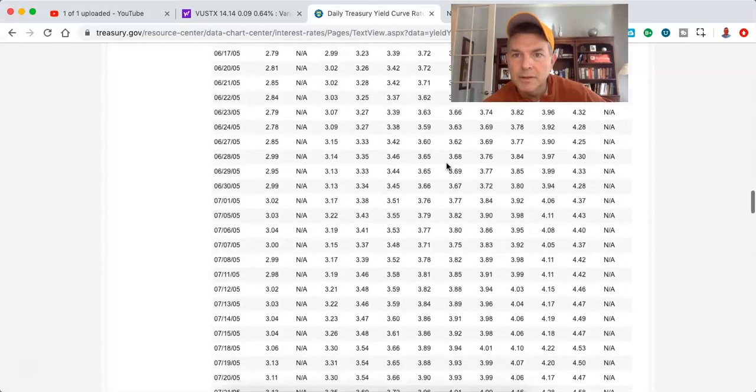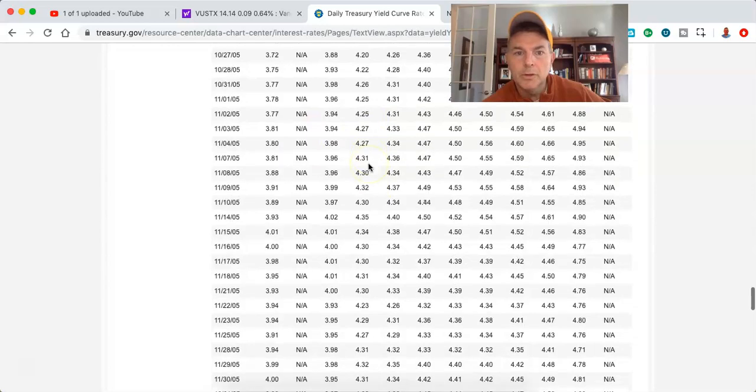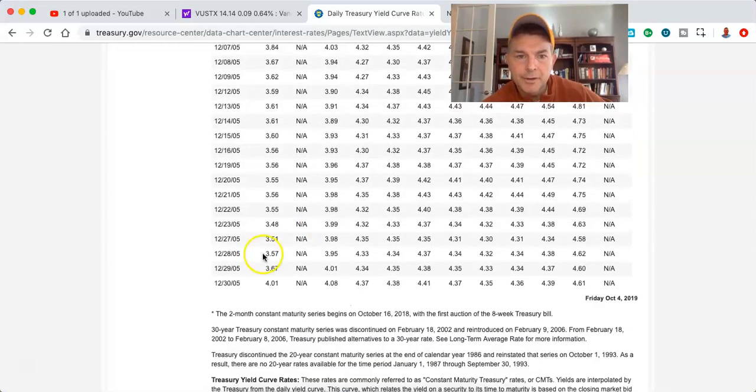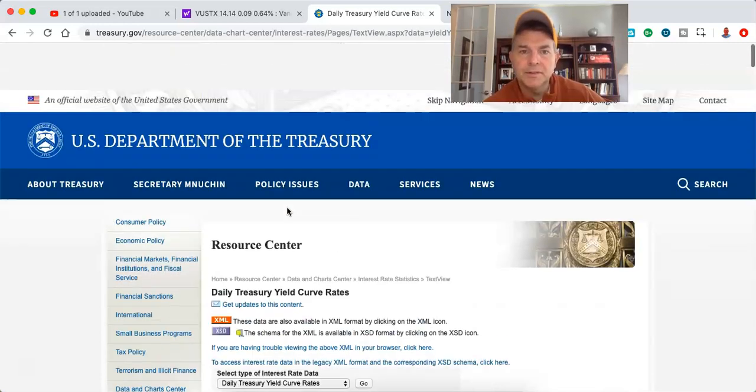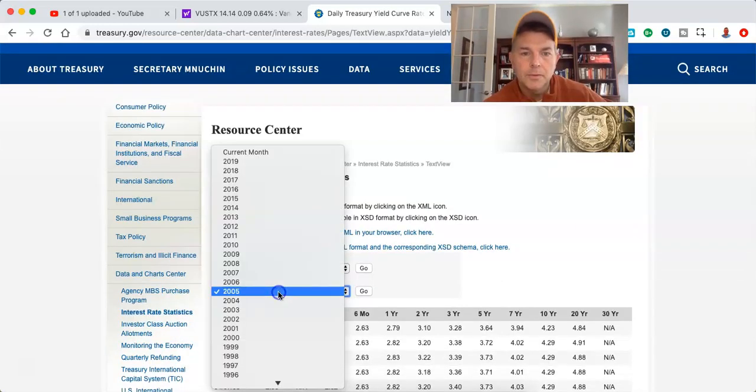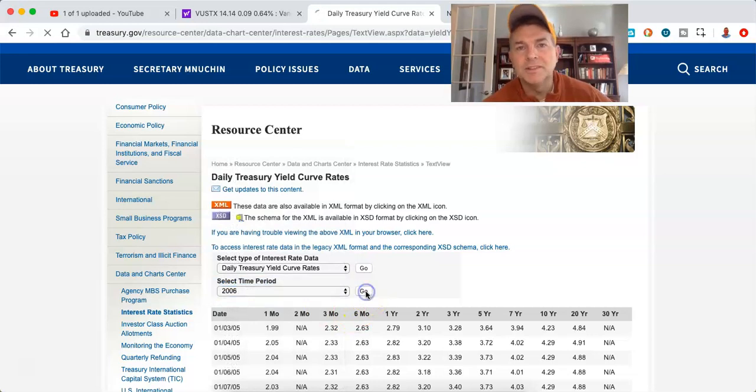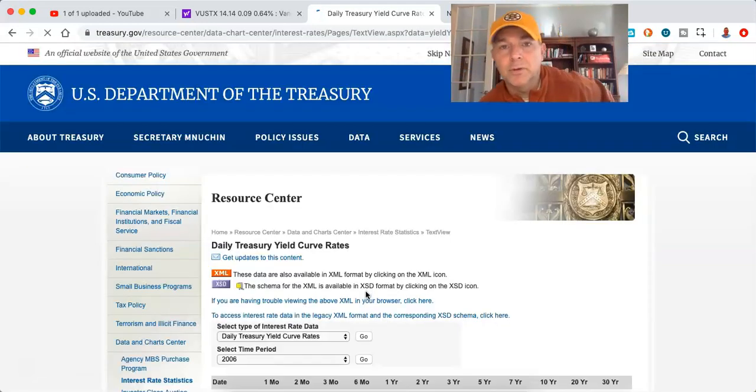Yeah, so we don't have anything right here. Nope, no inverted yield curve in 2005. Nope. All right, so let's go to 2006 and see what we got. Now, of course, this is daily data. This is just day to day. So intraday, there certainly could have been an inverted yield curve.